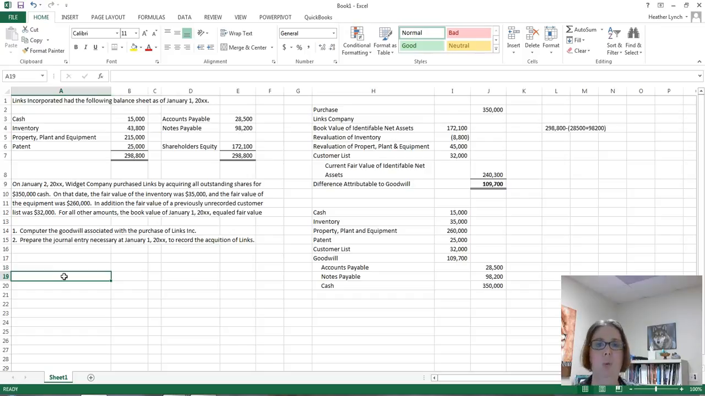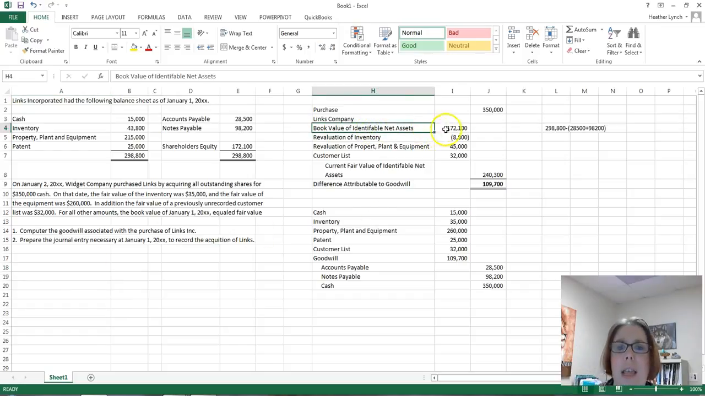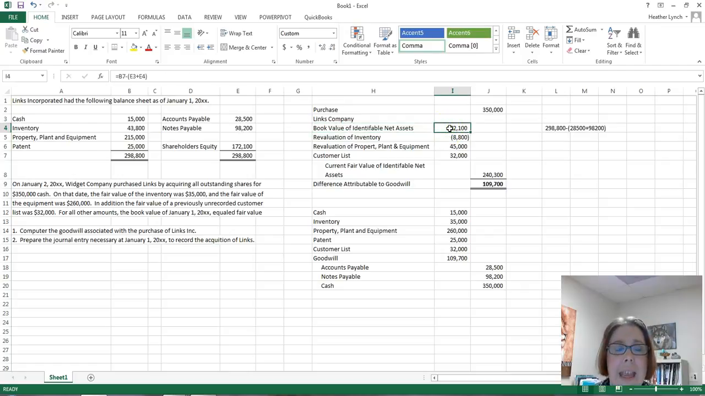Probably the most challenging part is understanding the identifiable net assets. Again, that is your cash, inventory, pretty much your assets, and you subtract your liabilities. We do not take into consideration shareholders' equity because then we would have been at zero. We just look at our liabilities, and then we have to understand what the fair value of each one is. And this gives us how much we're going to record in our statement.